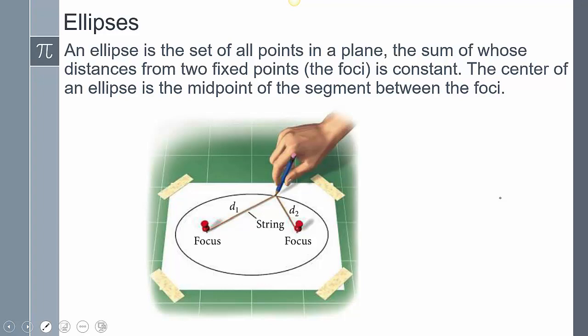And so this illustration is pretty good about the idea of how an ellipse is created. There are foci, and then we have this piece of string, and we have a pen that's keeping that string taut, and if you drag it all the way around, you're going to get that ellipse.